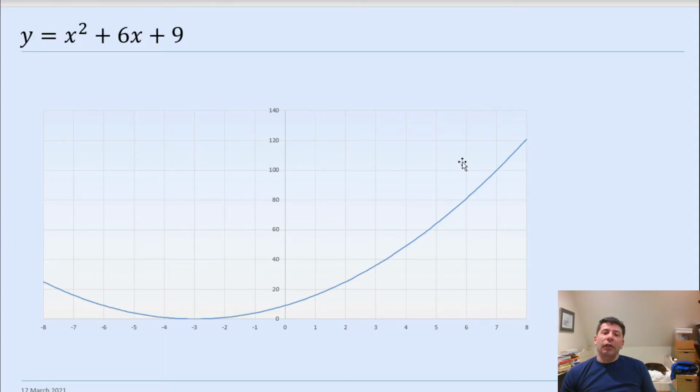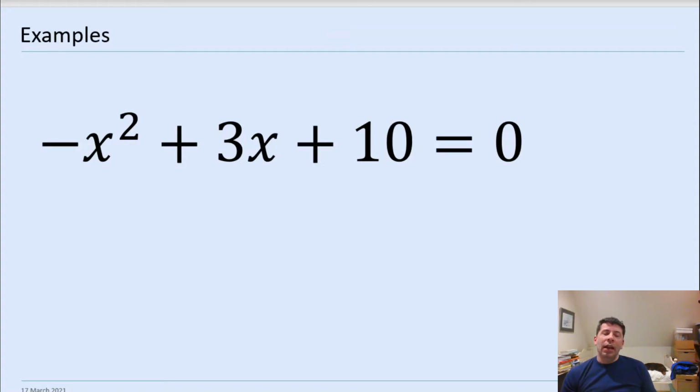So in this case, the curve looks like this. Y equals x squared plus 6x plus 9. It just touches at minus 3. It's really pretty.